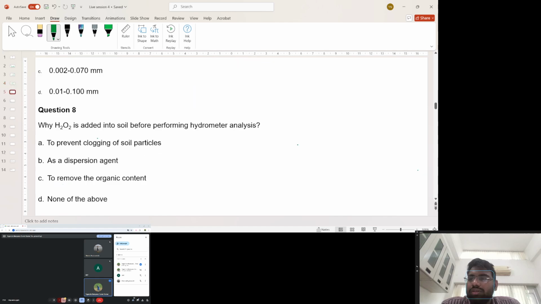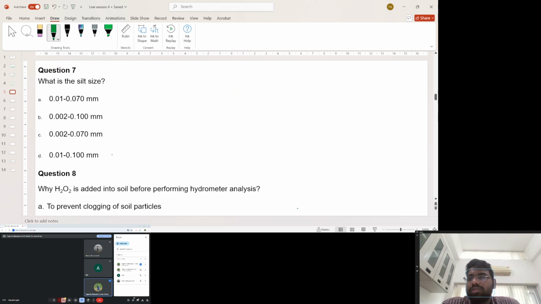Now moving to the next question, the seventh question. Among the given options of particle sizes, where does silt fall? What is the silt size ideally? Not ideally, among the given sizes. The options are in millimeters. If you are finding it confusing, you can convert it into microns also, or you can do it from mm also.